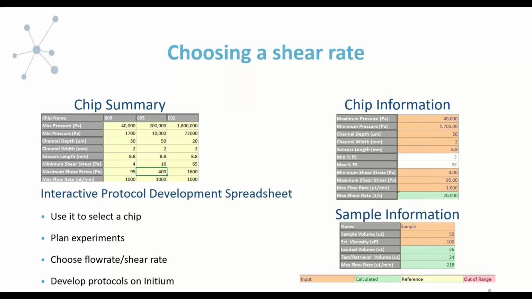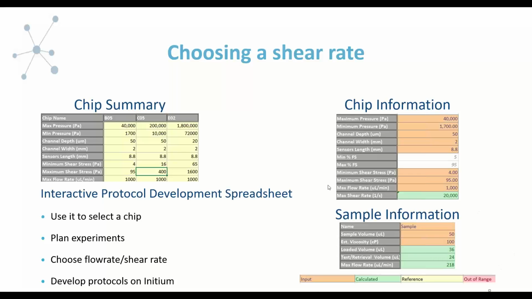We have this interactive protocol development spreadsheet that we can share with our customers where you input the chip parameters and then your sample parameters, and then you can build your own shear rate sweep or temperature sweep depending on the sample, and let it guide you towards what experiments you want to run on your samples. And so you have the chip summary information here. You can input that in the chip information tab in this spreadsheet and then input your sample information.